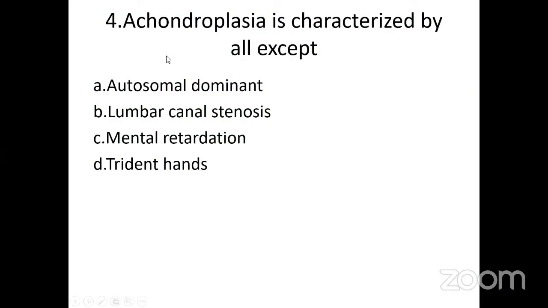Then achondroplasia, it is characterized by all except. So, achondroplasia means a means no, chondro means cartilage, plasia. So, there is a defect in the cartilage growth. So, that is an important cause of rhizomelic dwarfism. There are three types of dwarfs: rhizomelic, mesomelic, and acromelic. Melia means limb. Rhizomelic, rhizo means proximal. Meso means middle, and acro means distal.